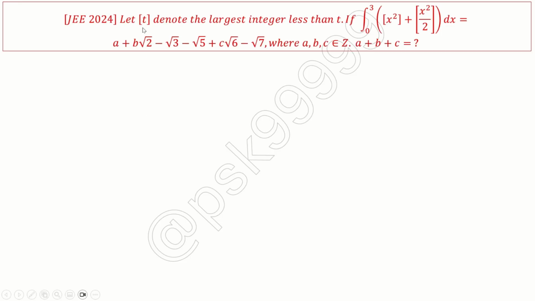Again, step function, GIF function again. Square brackets t denotes the largest integer less than t. If integration from 0 to 3 of GIF of x square plus GIF of x square by 2 dx equals a plus b square root 2 minus root 3 minus root 5 plus c square root of 6 minus square root of 7, then what is a plus b plus c? Basically you need to solve this one, and we have solved it before. We need to find out in this range what are the integer values we are crossing, and then decide.